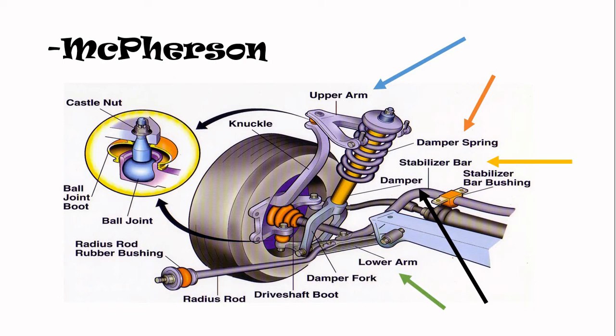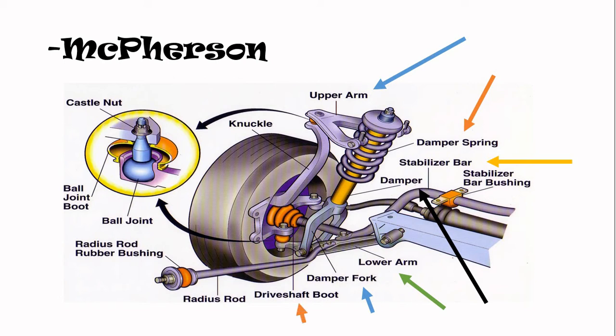Then we have the lower arm. The lower arm supports all the parts of the suspension, supports the damper and the spring, and is connected directly to the chassis. It also has the stabilizing bar. Then the damper fork is the one that joins the damper with the lower arm.